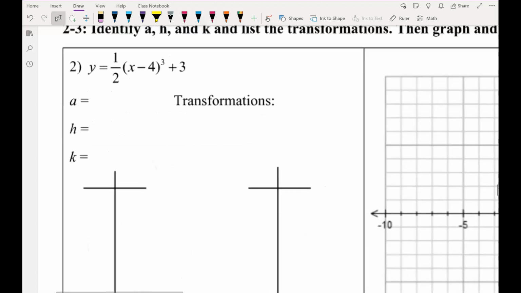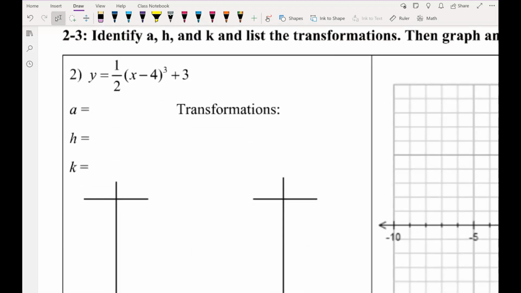Example 2 says, y equals 1/2 times x minus 4 to the 3rd power plus 3. So this is the degree of the equation. What is the degree of this equation? 3. So we know it's this shape, right? Okay. All right, A, H, and K. Lonnie, what is the A value for example 2? 1/2. Good. Jasmine, what's the H value for example 2? 4. Juliana, what's the K value for example 2? 3. Perfect.